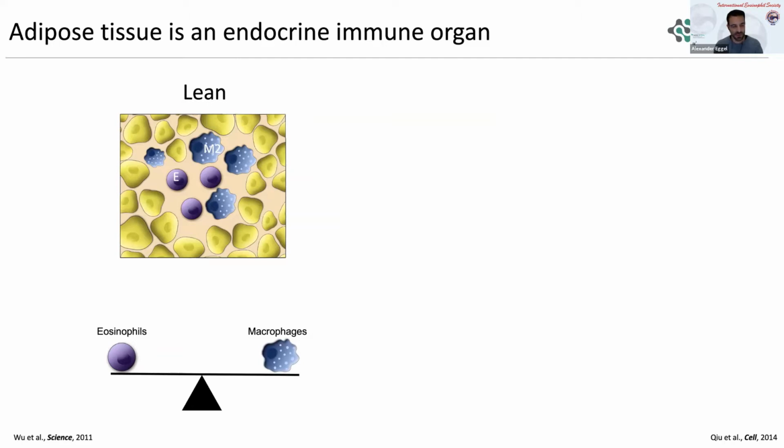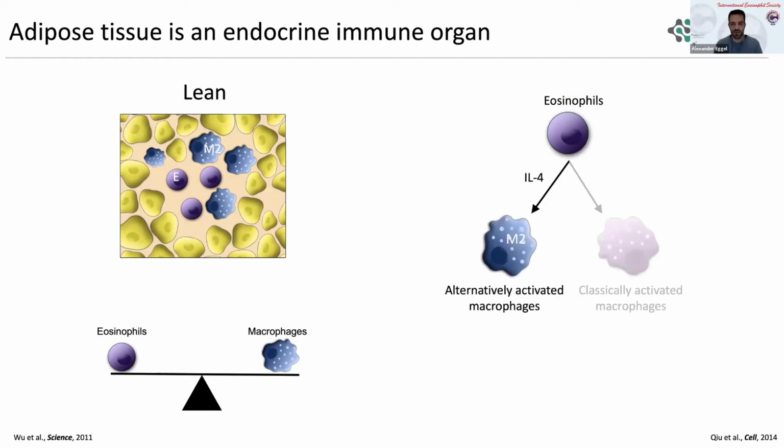Very beautiful work by Richard Locksley and A.J. Chawla from UCSF has previously shown that in mice, in a lean homeostatic situation, eosinophils and macrophages in adipose tissue are in balance. They have also shown that IL-4 derived from eosinophils is quite important to keep macrophages in an alternatively activated, non-inflammatory status, which will then promote tissue homeostasis and even sustain metabolically healthy adipose tissue beiging.